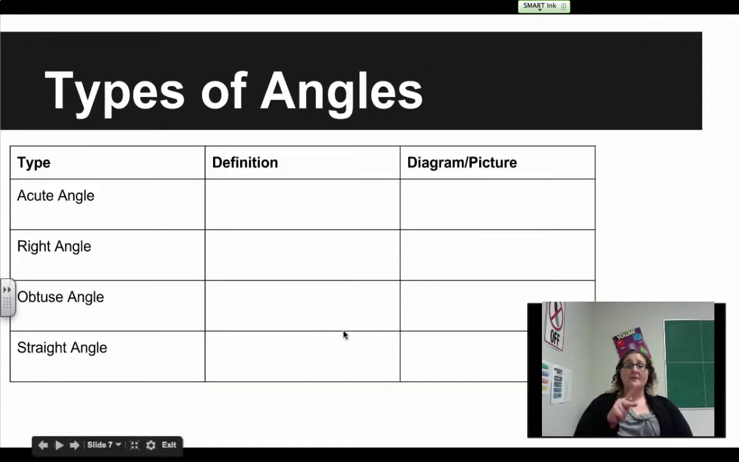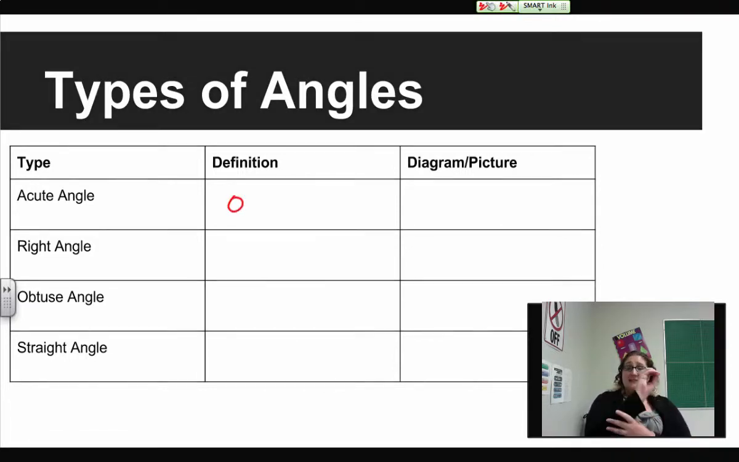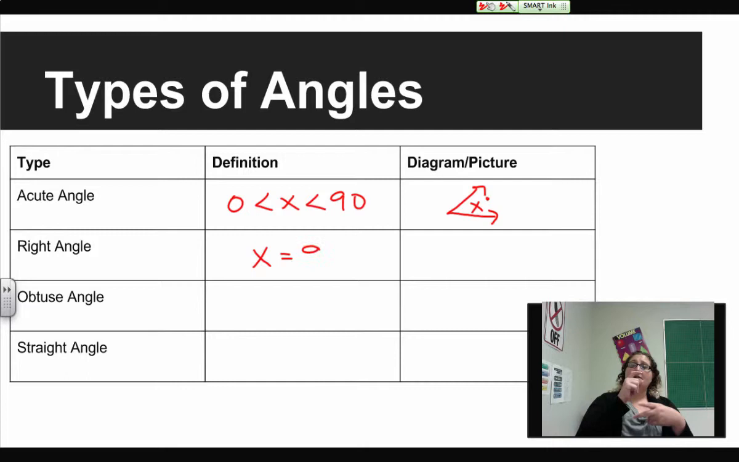Okay, an acute angle. An acute angle is between 0 and 90 degrees. And so we have a picture that looks something like this. A right angle, the angle measures exactly 90 degrees.